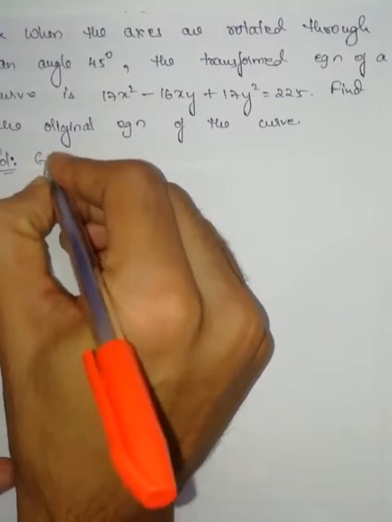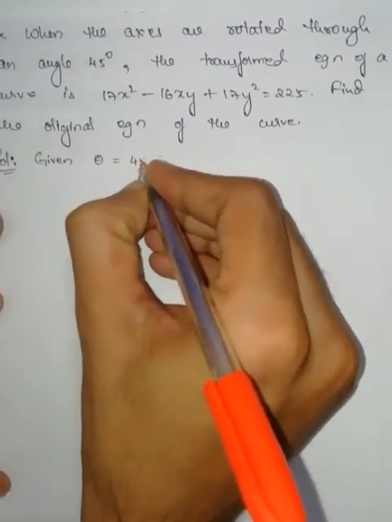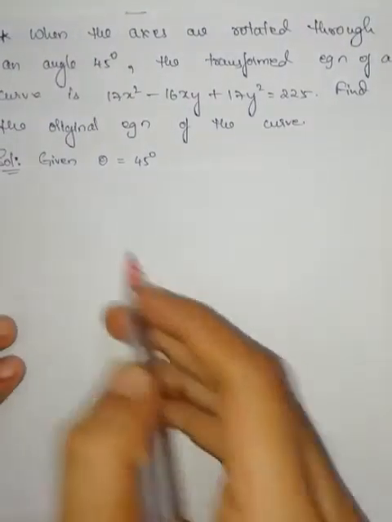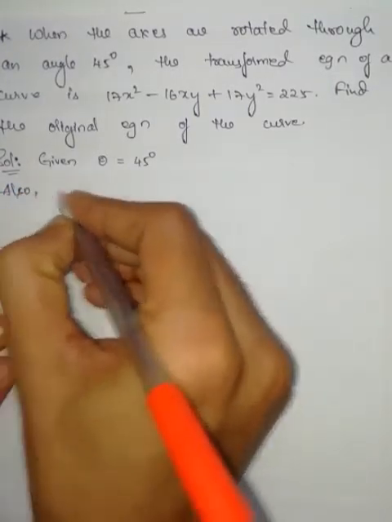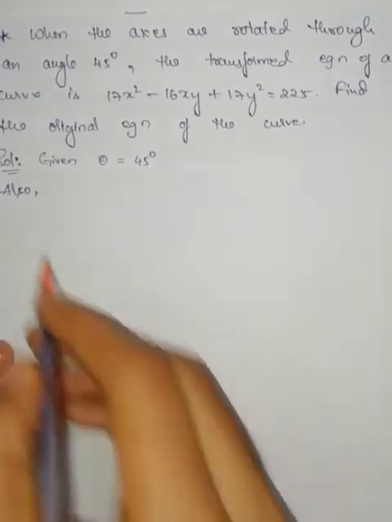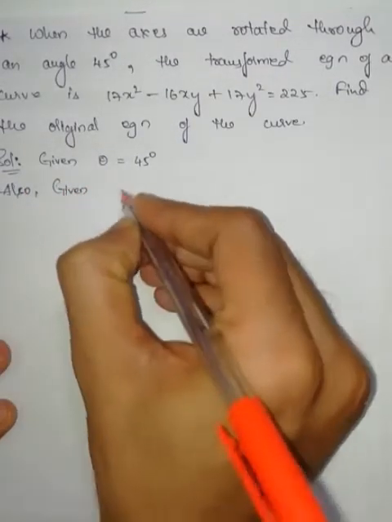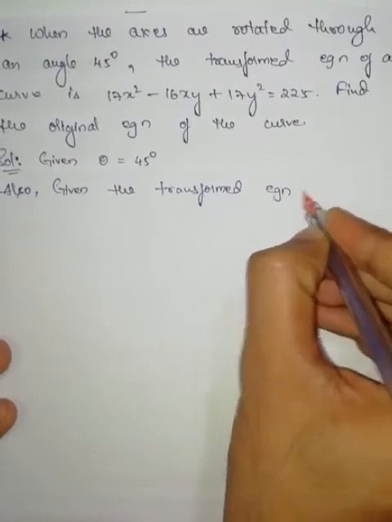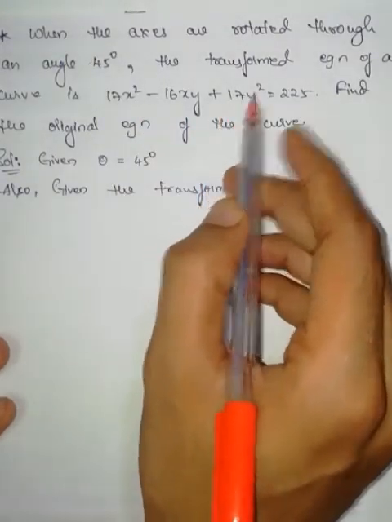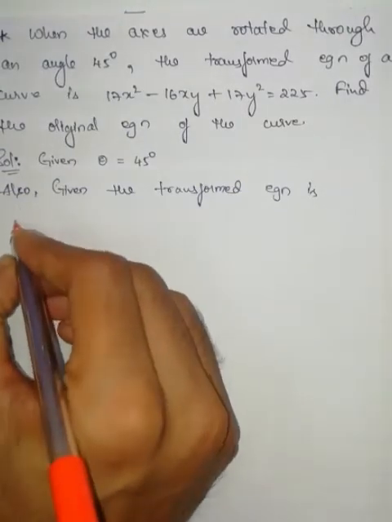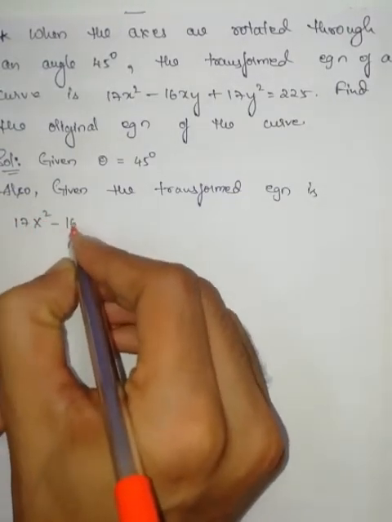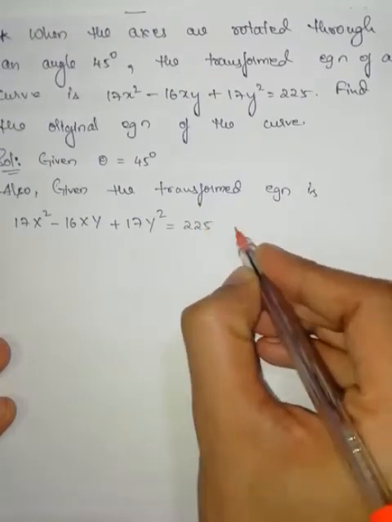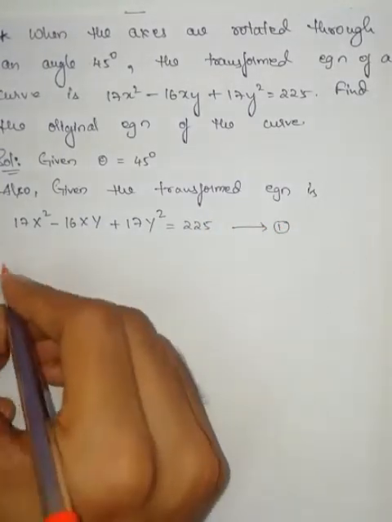Given theta is equal to 45 degrees. Also, the given equation is the transformed equation, so I am writing it in terms of capital X and capital Y: 17X² - 16XY + 17Y² = 225. Equation number 1.